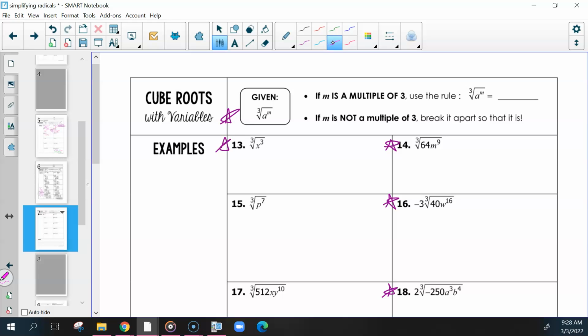Okay, so same rules. This is going to be a to the m over 3. So we could do the same methods. So we'll do kind of each one.